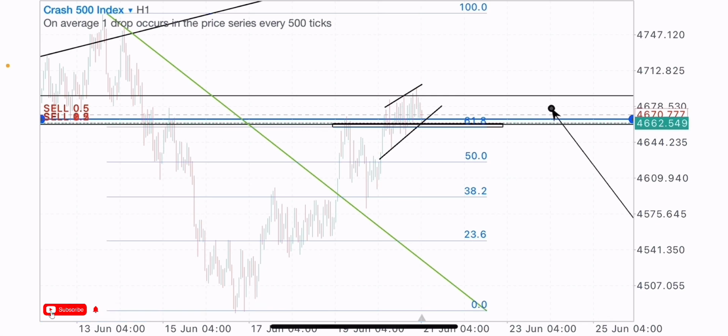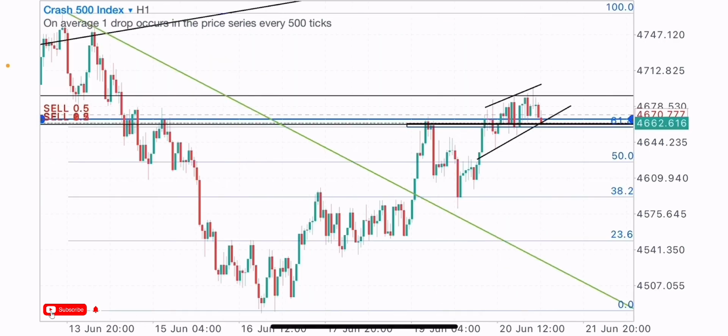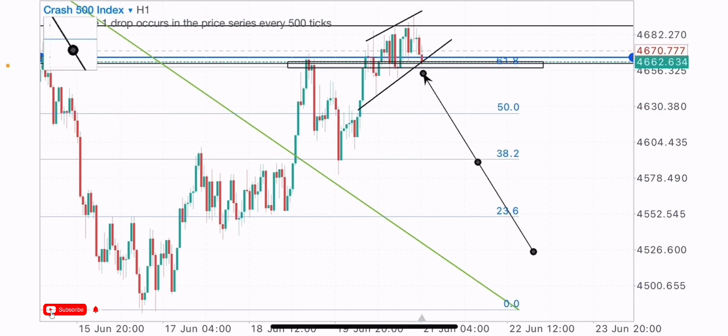I sold at this point, but I'm still yet to get a proper sell-off. I sold at this point and the market gave us a little move to the upside. I was actually expecting this sell, and when I entered the sell, in a couple of minutes, like 3-4 minutes, I got a crash.